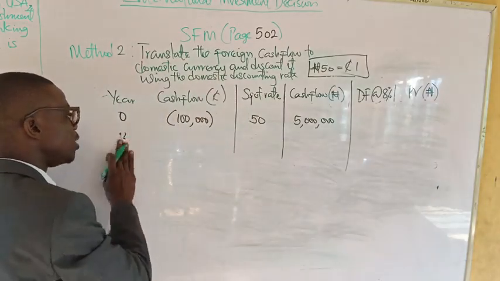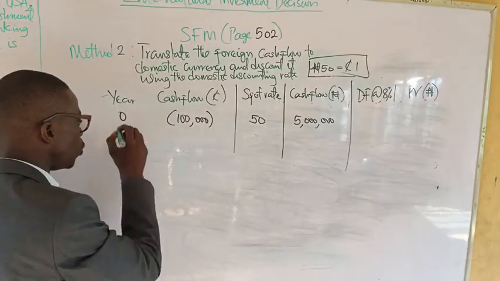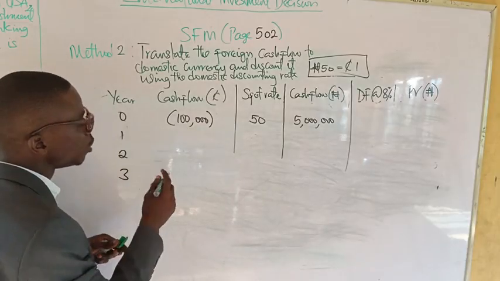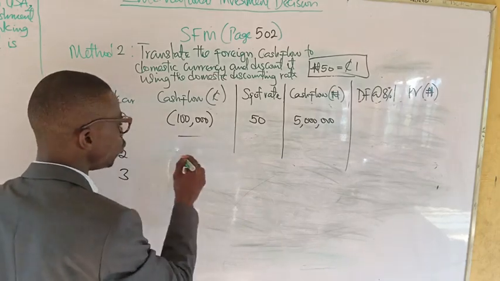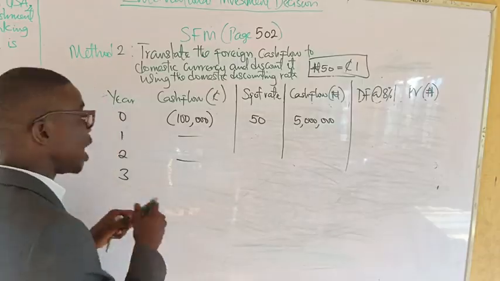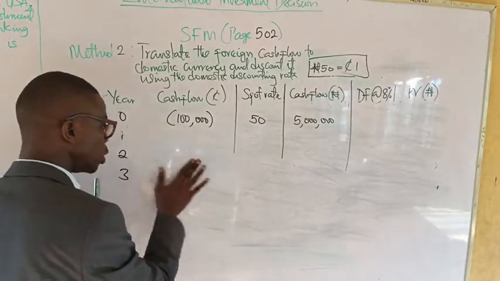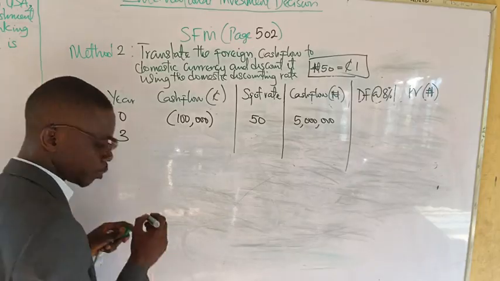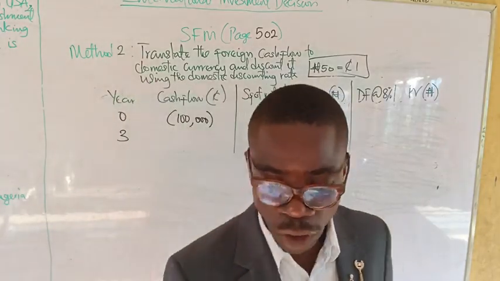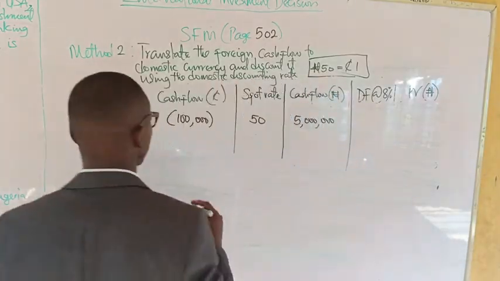So in year 1, don't forget, year 1, year 2, year 3. In year 1, you don't need to waste your time. Dash. Year 2, dash. That's why I skip year 1 and 2. Don't waste your time on it. So we'll now start from year 3. So how much are we going to receive in year 3? How much are they going to receive?